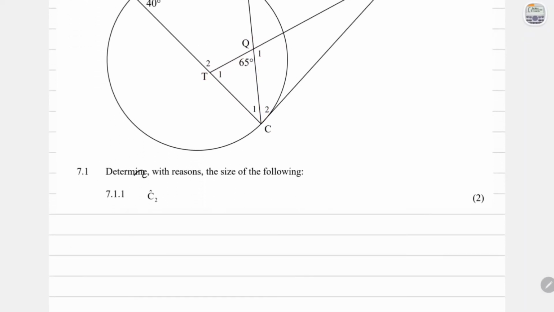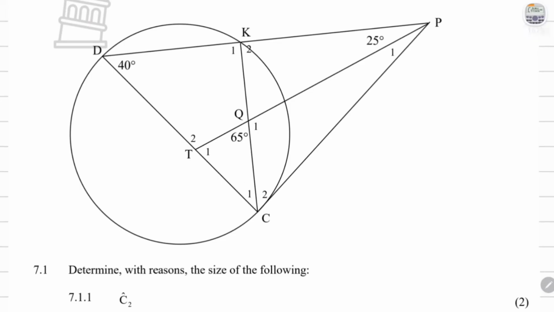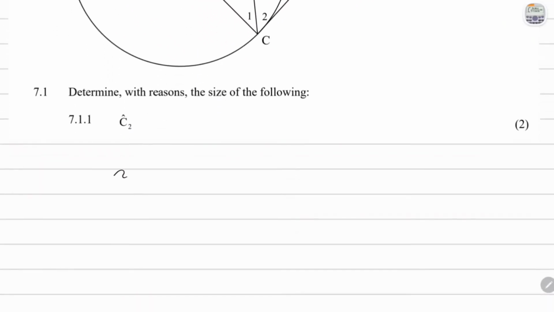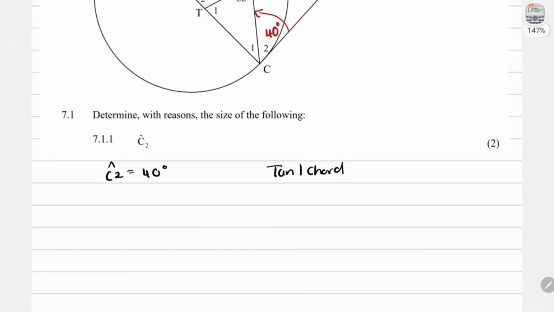Okay, so the first question is for us to determine with reasons the size of the following. We need to find angle C2. Looking at angle C2, do you remember that they said that CP is a tangent? The angle between a tangent and a chord is equal to the angle supported by that same chord. So as you can see, it is going to be equal to 40 degrees. So we can tell them angle C2 is equal to 40 degrees, and it's because of the tan chord theorem. Put that down because it may help you in the next questions. Okay, so that's the first question. Moving on to the next question.